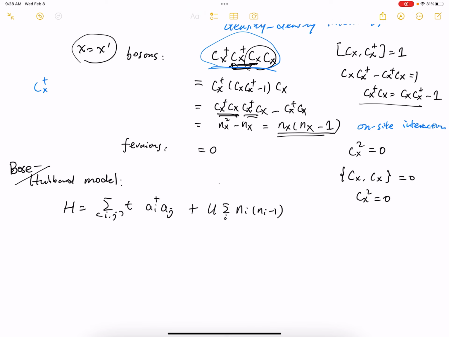So this is for the bosons, because for fermions, we can't even have on-site interaction. That term just goes to 0, right? We just can't have two particles on the same site.